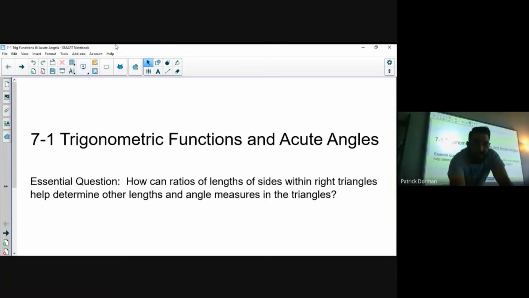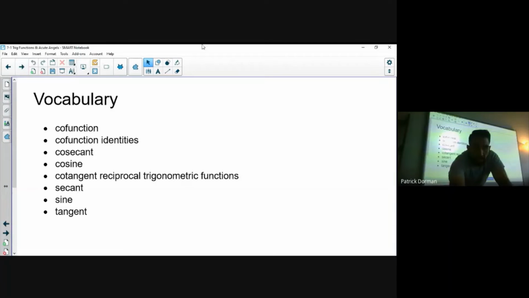So 7.1, we're talking about trigonometric functions. So we're starting trig. Just talking about our basic trigonometric functions. We'll go sine, cosine, tangent, and then actually we're going to add a couple that you probably haven't seen before. And that would be secant, cosecant, and cotangent. So these are the things that we're going to be talking about.